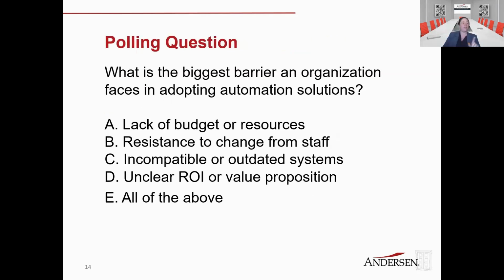We have a polling question next here, and we're actually going to talk about it after. So we're just going to get your feedback before we actually start talking about automation. From your perspective, what is the biggest barrier an organization faces in adopting automation solutions? Is it lack of budget resources, resistance to change? And I would say it goes beyond staff, to the organization as a whole. Incompatible or outdated systems, so there's no interfaces, unclear return on investment or value proposition, or all of the above.